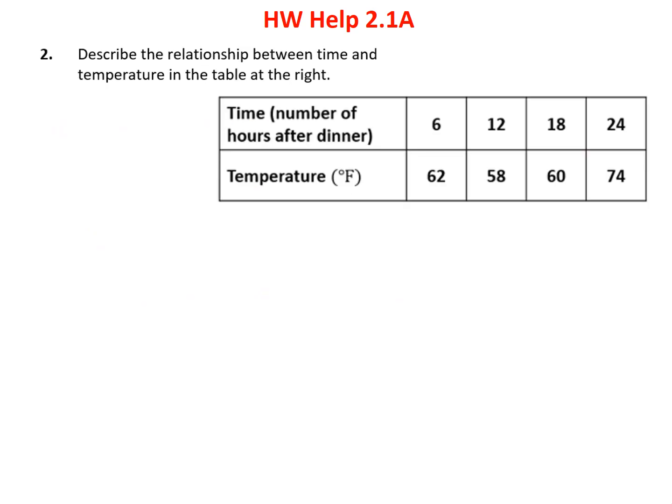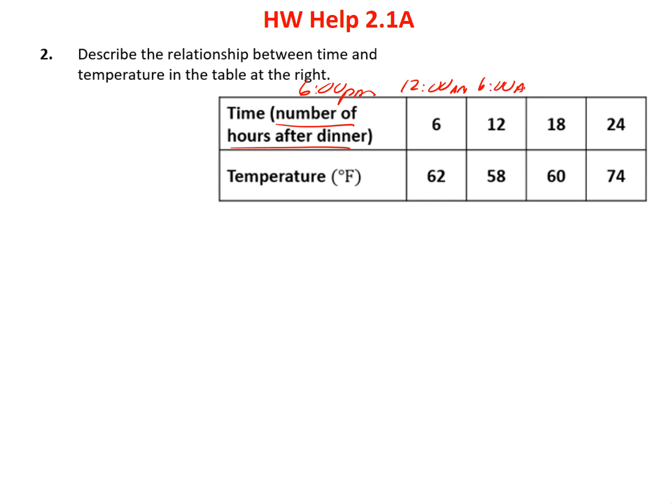Problem number 2 asks us to describe the relationship between time and temperature in the table at right. Notice the time is measured in the number of hours after dinner. So this starts at like 6 p.m. is when we have dinner. That would make this one 6 hours later would be 12 a.m. or midnight. 6 hours later would be 6 a.m.